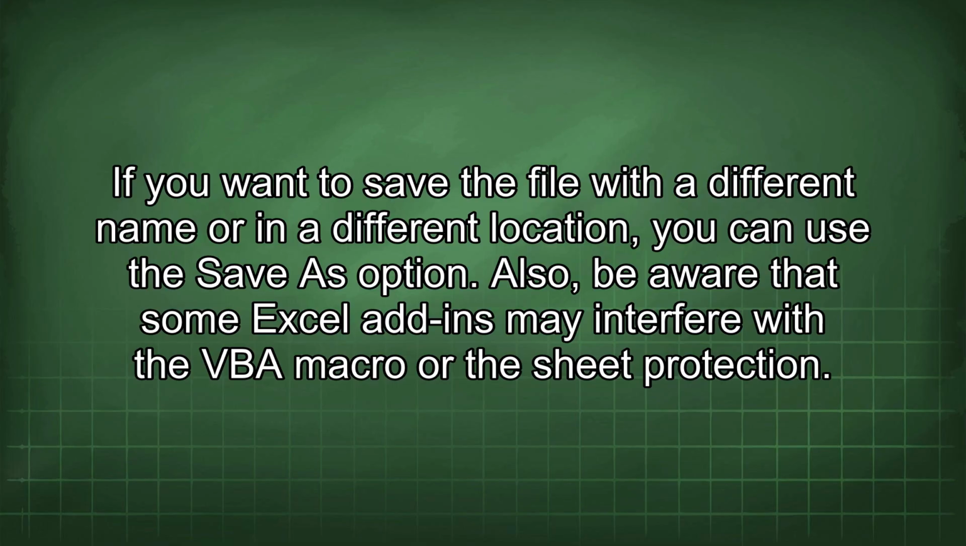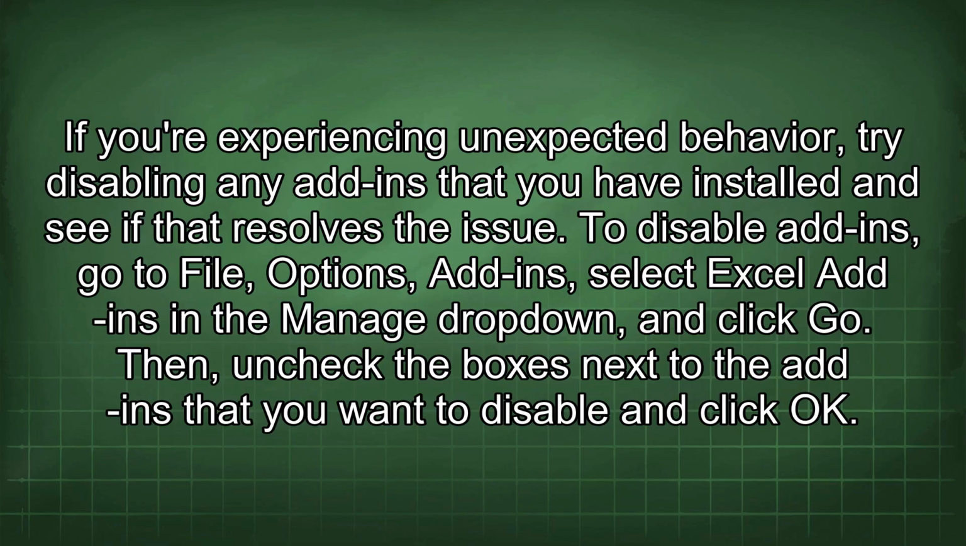Also, be aware that some Excel add-ins may interfere with the VBA macro or the sheet protection. If you're experiencing unexpected behavior, try disabling any add-ins that you have installed and see if that resolves the issue. To disable add-ins, go to File, Options, Add-ins, select Excel Add-ins in the Manage drop-down and click Go. Then uncheck the boxes next to the add-ins that you want to disable and click OK.